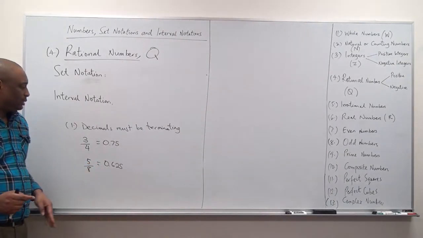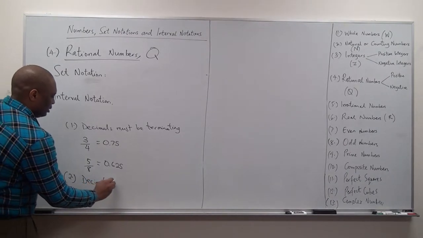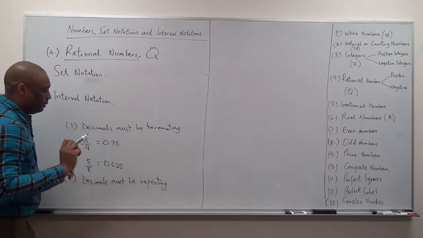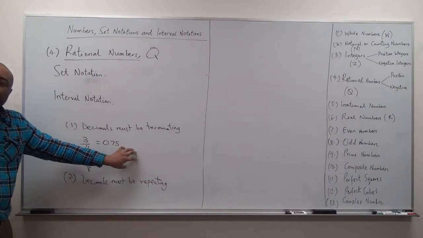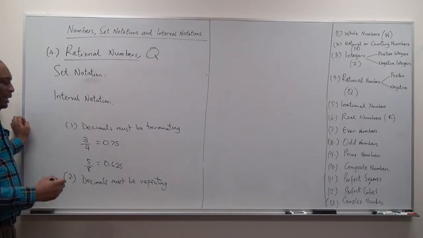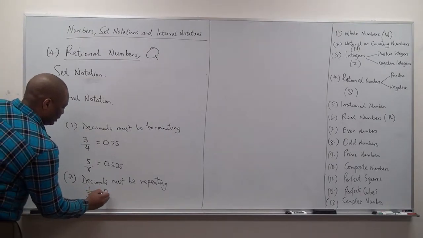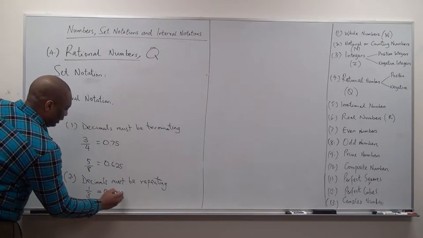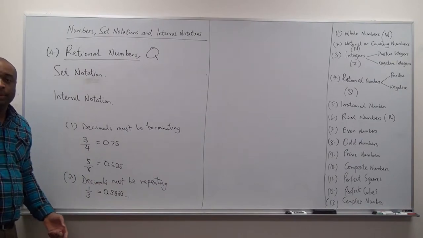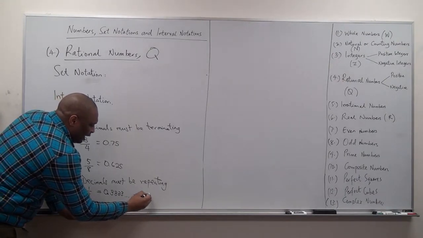These are terminating decimals. Another rule is that the decimals must be repeating. Now, this goes for rational numbers. You can have terminating decimals, they are rational numbers. You can have repeating decimals, like if you have something like 1 over 3. 1 over 3 will give you 0.3333 and so on. It keeps repeating in threes. So actually, you write it this way, 0.3, and you have a bar sign.